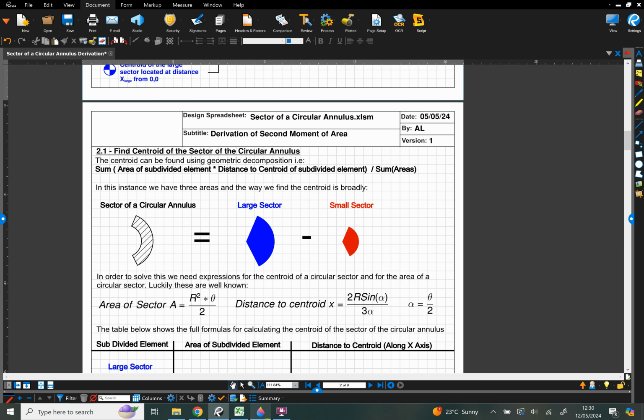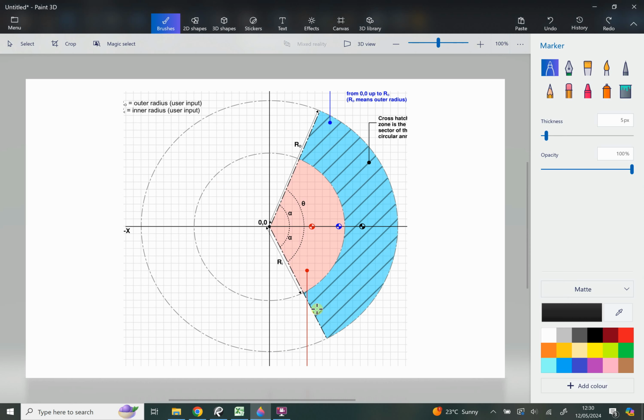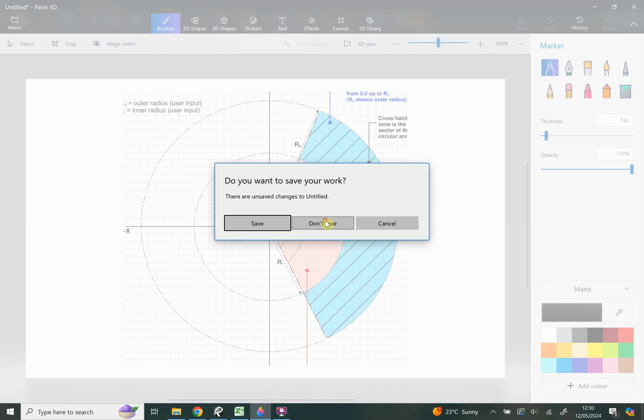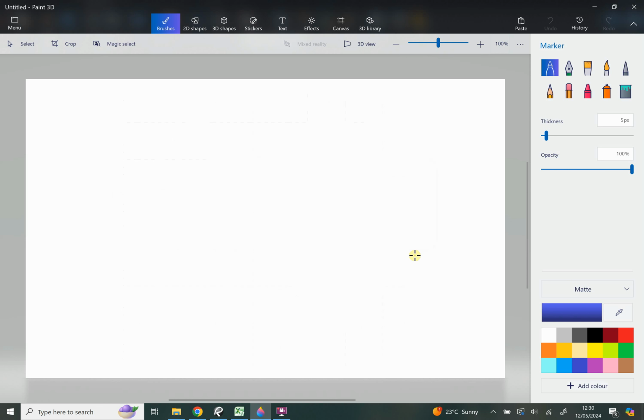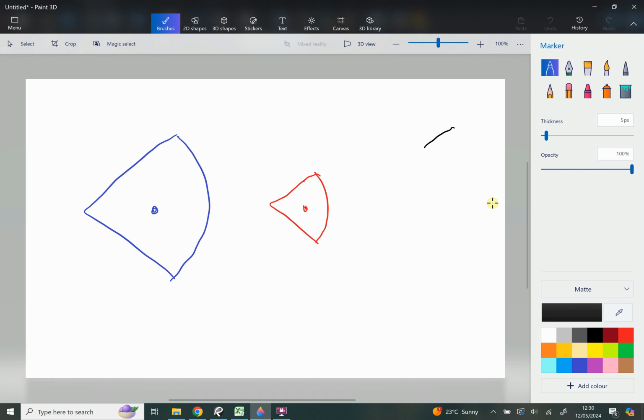Okay, if I just draw this briefly in here, with a new drawing, we have the blue sector like this, which has a centroid. We have the red sector, which is smaller, and that has a centroid over here. And then we have the annulus, and that has a centroid over there.